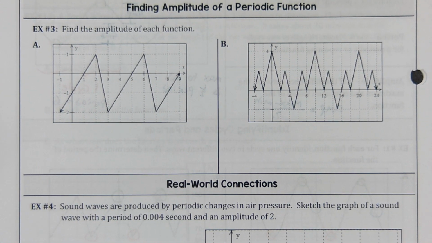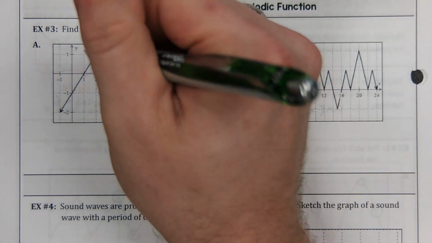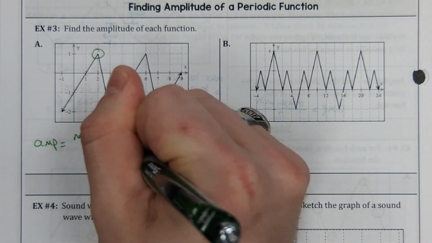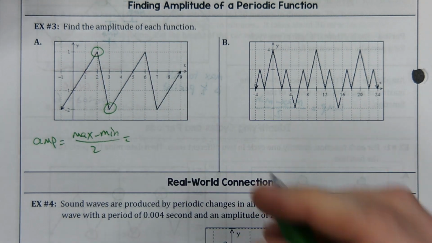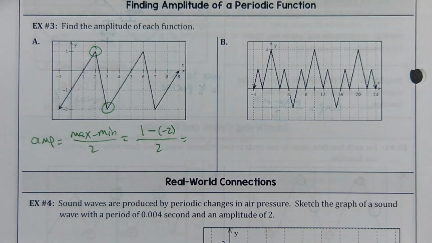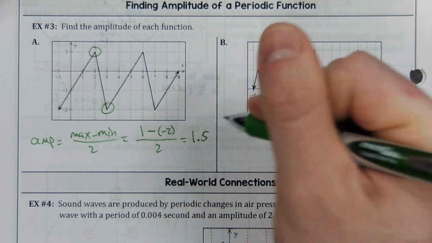Amplitude. So remember what the amplitude is. The amplitude is the distance from the middle of the graph to the maximum or the middle of the graph to the minimum. But it is a distance. So in order to guarantee that you always get a positive number, the easiest thing to do is maximum minus minimum and then divide by 2. This will guarantee a positive number. So we have 1 minus negative 2 over 2. That is 3 over 2, 1.5. So we have an amplitude of 1.5.